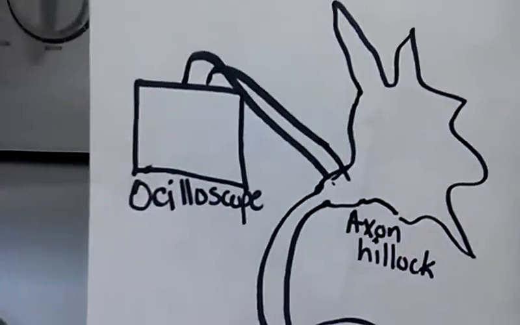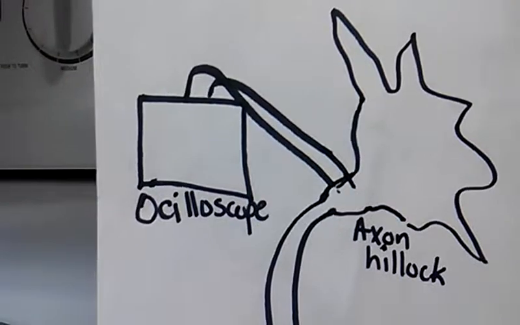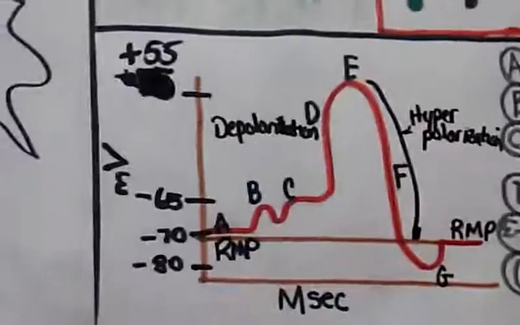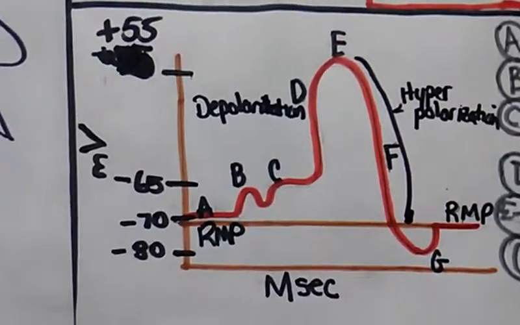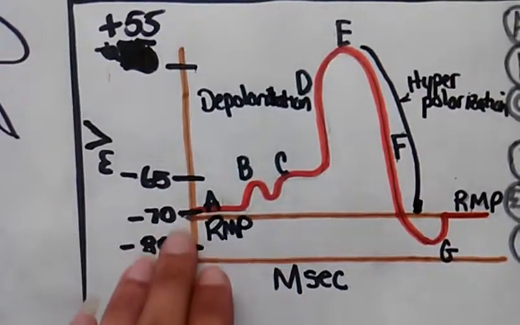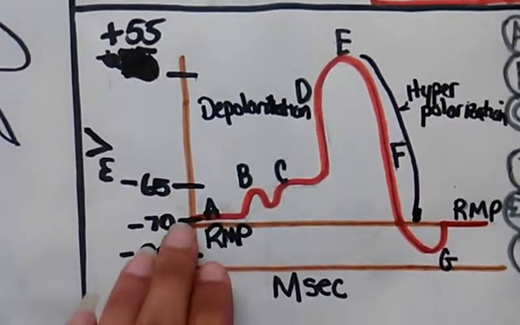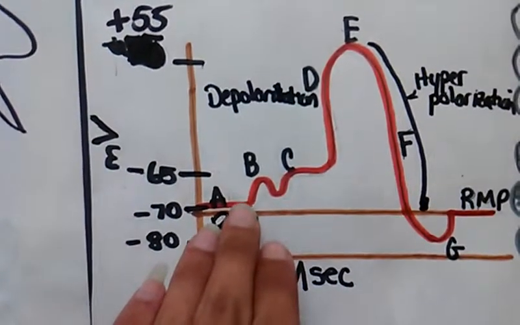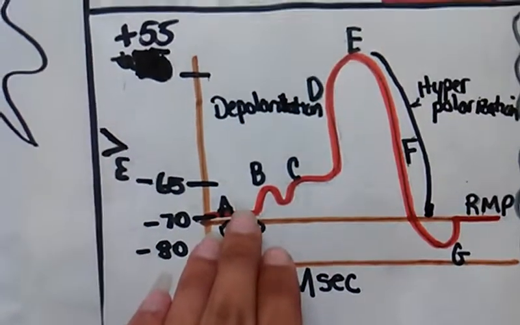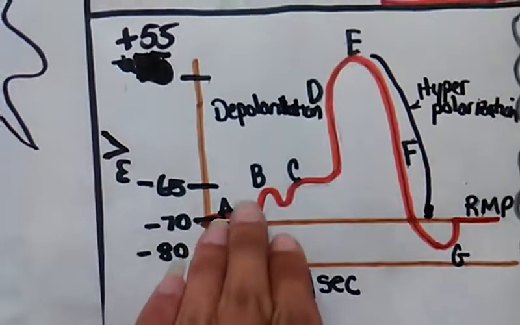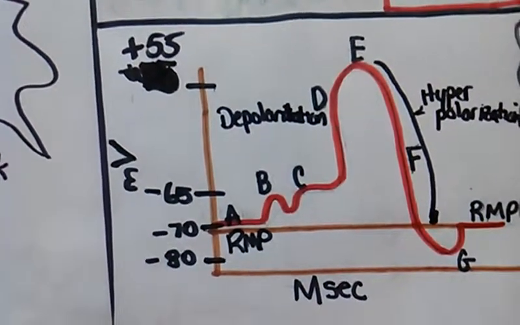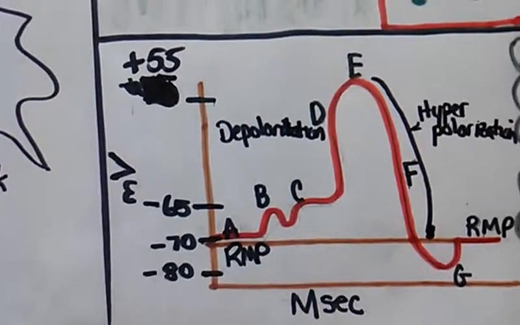We can see this by hooking an oscilloscope to the axon hillock of the cell. The axon hillock measures movement across the membrane, and here's what the chart may look like. When there's no movement, the cell is registering at a negative 70, which is the resting membrane potential. Once sodium begins to enter, the cell starts to become depolarized, and EPSPs are formed. EPSPs are excitatory postsynaptic potentials.